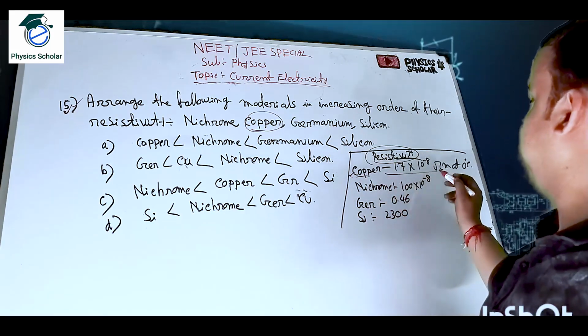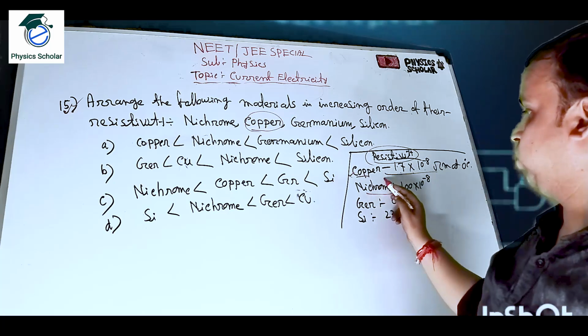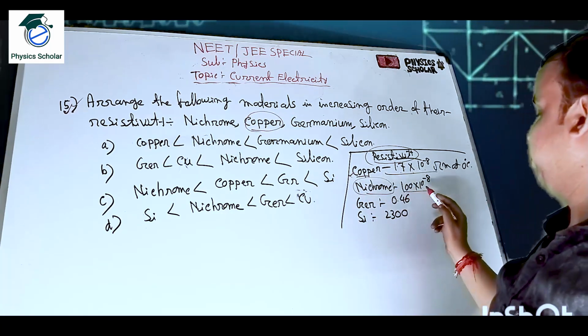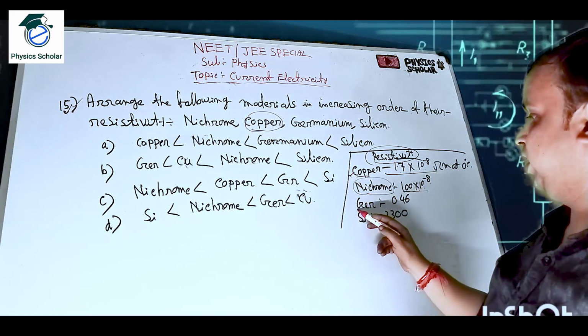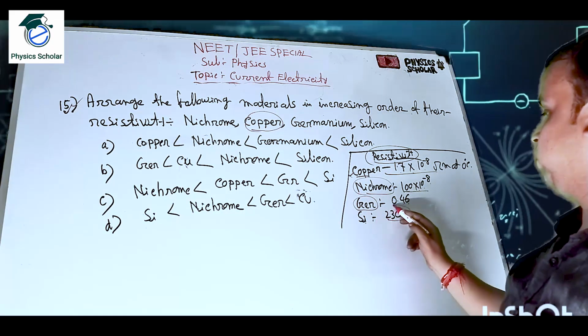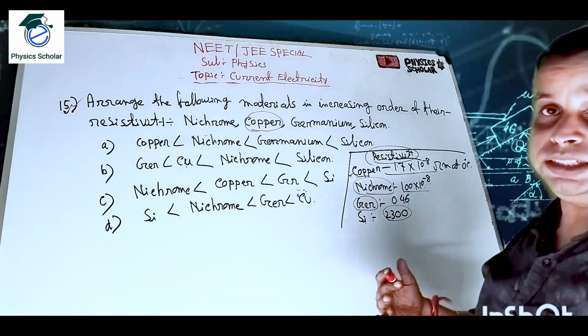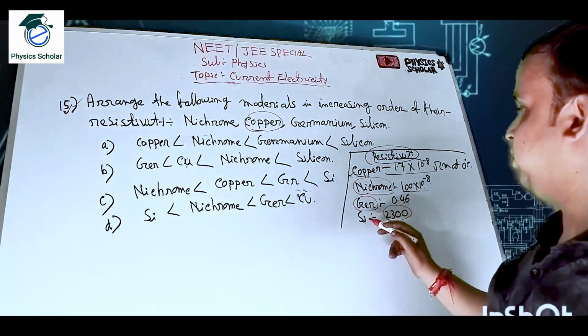So what is the resistivity of copper? 1.7 into 10 to the minus 8. Then comes nichrome. It's an alloy. It will be 100 into 10 to the minus 8. Clear? Then germanium 0.46. Then silicon 2300. Its resistivity is much higher. Okay. So copper is the lowest. Then nichrome. Then germanium. Then silicon.